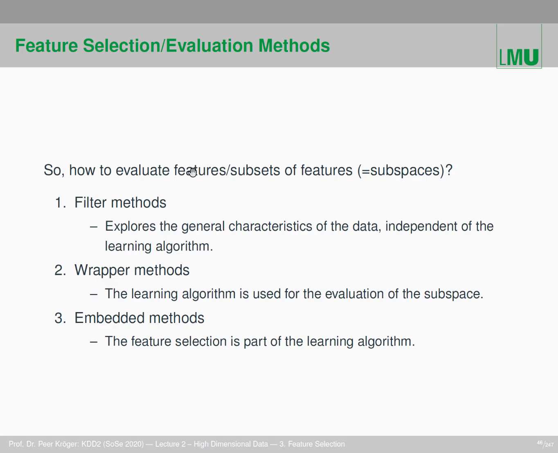So, looking a little deeper at how to evaluate features and subsets of features, there are basically three types of methods. The first one is filter methods. They explore the general characteristics of the data, and that is the positive one: they are independent of the learning algorithm. So they generally work as a pre-processing step, typically.